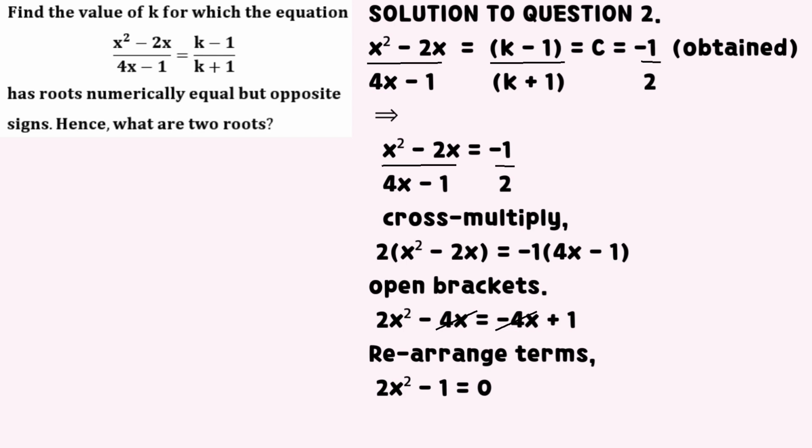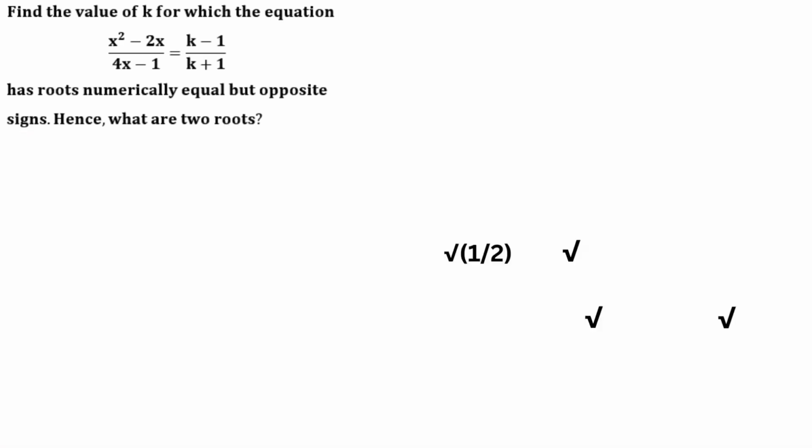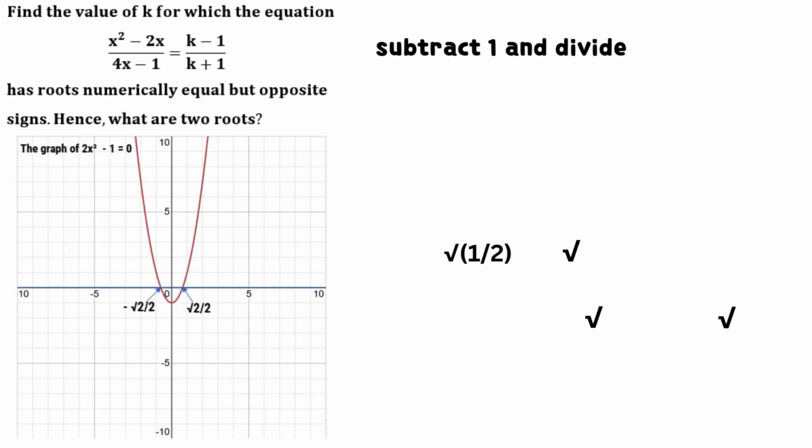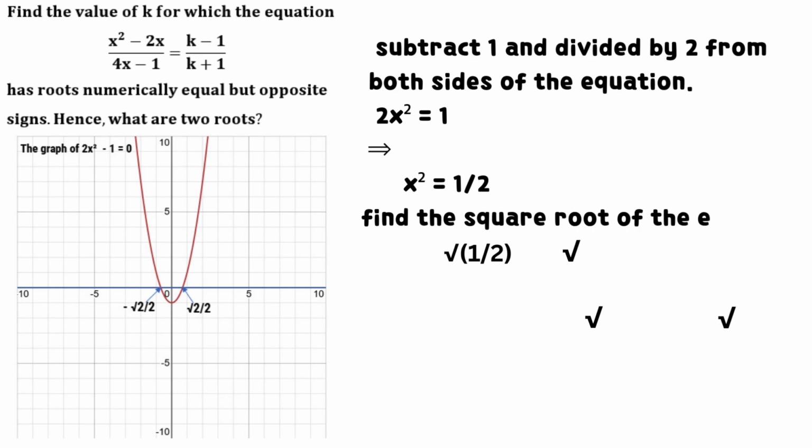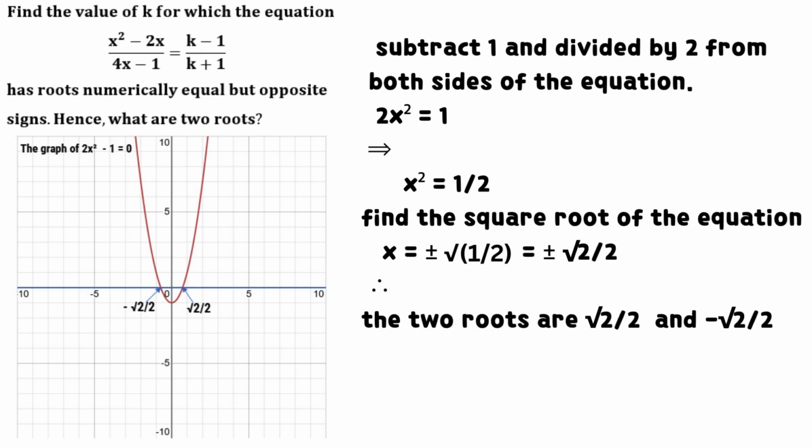Cancel equal but opposite sign terms in the equation. Rearrange the remaining terms in one side of the equation. Hence, 2 times x squared minus 1 equals 0. Add 1 and divide by 2 on both sides of the equation. We have that 2x squared equals 1. Divide the equation by 2. Hence, x squared equals half.